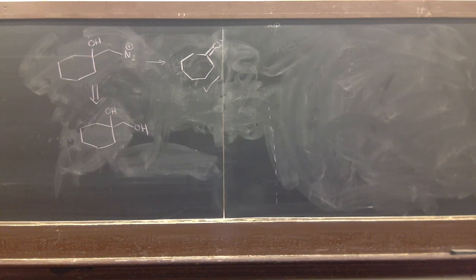You could, oh, that's not wrong, that's called orthogonal protection. You just have to make sure that you can take off one in the presence of the other, and that one will survive, right? So that's orthogonal protection. So you learn about that.